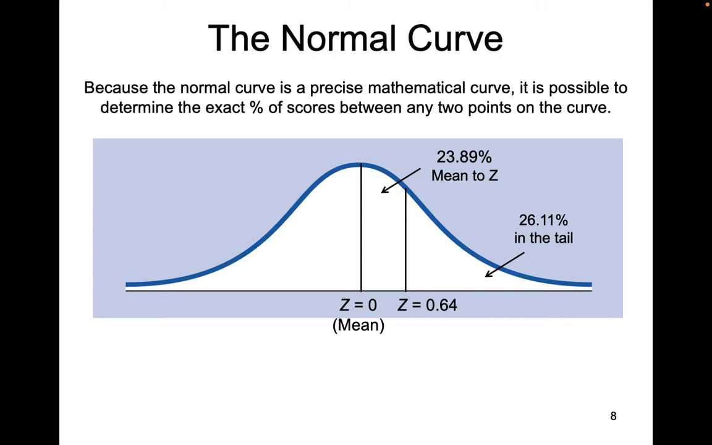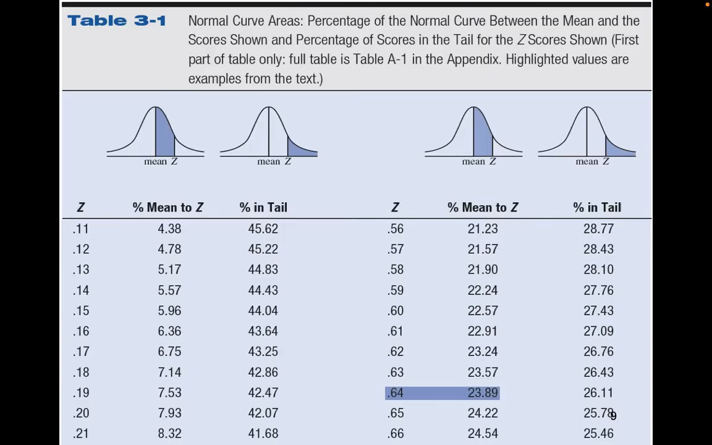Because the normal curve is a precise mathematical curve, it's also possible to determine the exact percentage of scores between any 2 points, which means that we can determine the exact percentage of scores in the distribution from the mean to a particular z-score, as well as from that z-score through the tail of the distribution. We do this by looking up the exact percentages in a lookup table. This is the lookup table that is found in the back of the textbook.